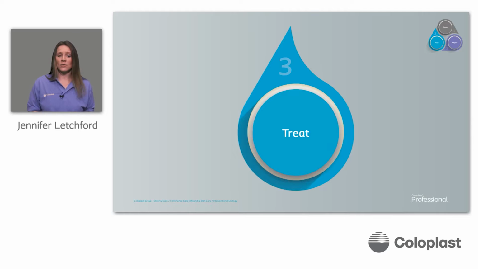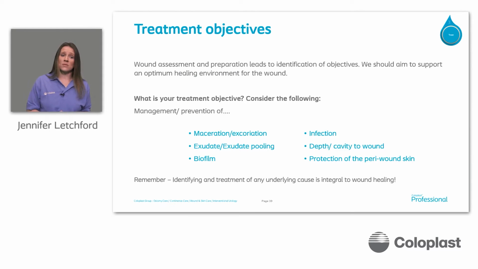Once we've prepared our wound for healing, we then move on to treat. And this is where we need to think back to our assessment and look at our treatment objectives. They'll help us to identify which treatment or which dressings are appropriate to use with our patient. We might be thinking of using a dressing, for example, to manage exudate or maceration. We might be thinking that the patient has a biofilm or suspected infection, in which case the treatment that we select is really important to be able to manage what we've identified.